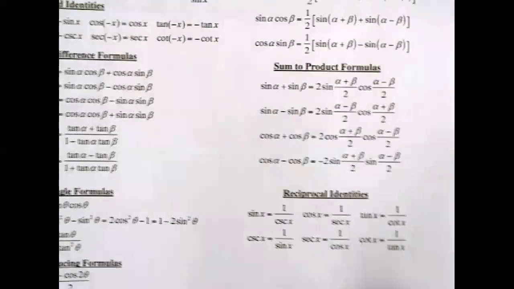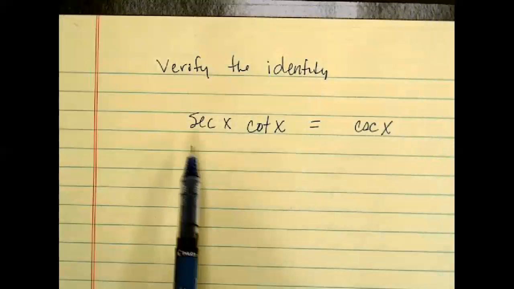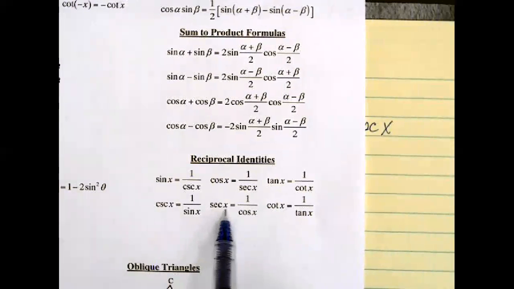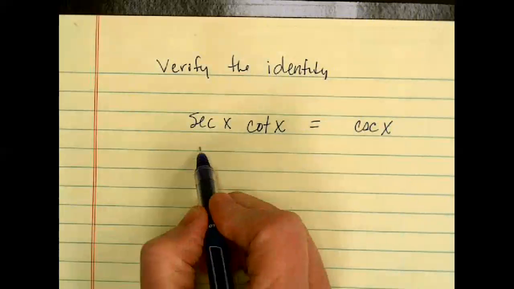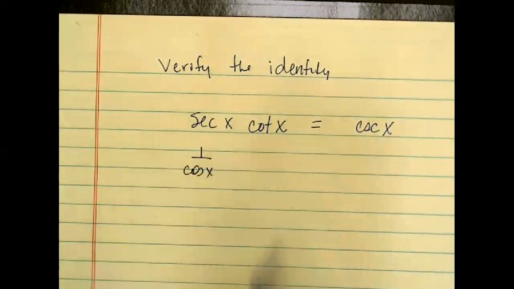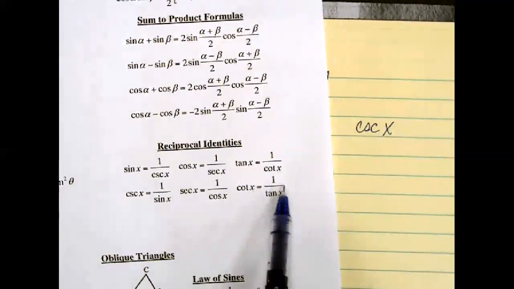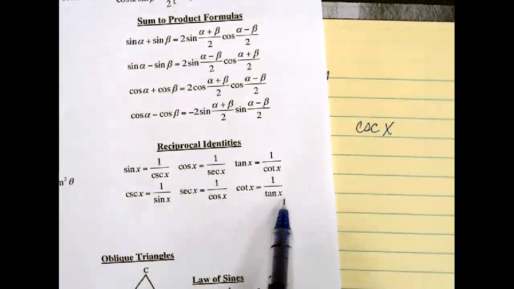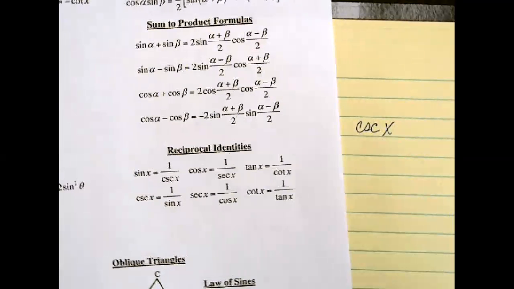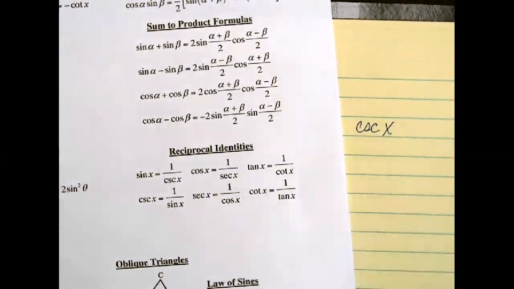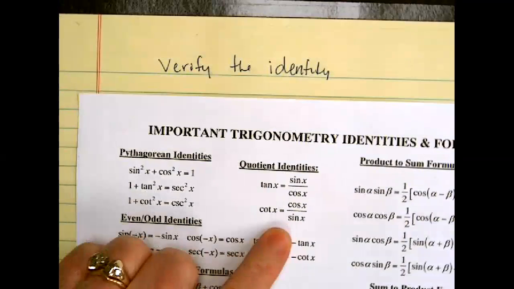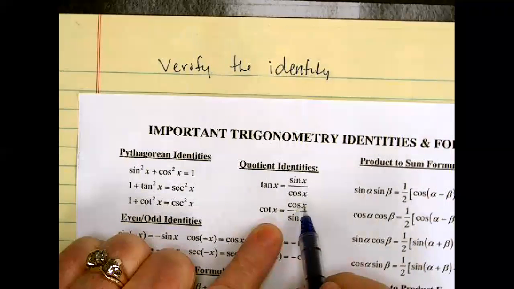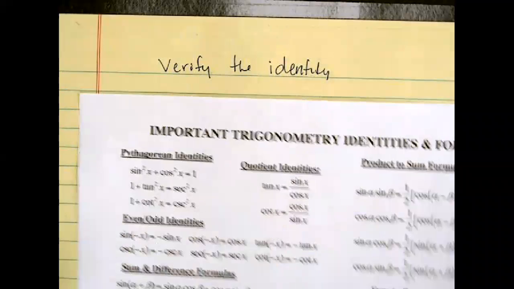So I'm going to go to this sheet, and I'm going to go to the reciprocal identities, and I'm looking for secant. And what does it say about secant? Oh, it says secant is 1 over cosine. So I'm going to write it right here. And now I'm looking for cotangent. And there's cotangent. It's 1 over tangent. Well, that's okay, but I really want it to be sine and cosine. So do I have some quotient identities? There's one right there. Cotangent is really cosine over sine. So I'm going to use that one.